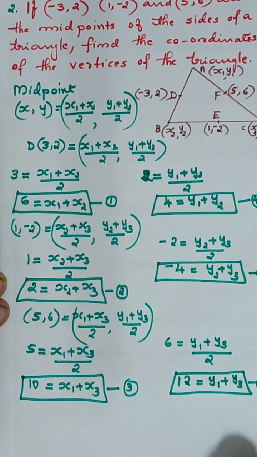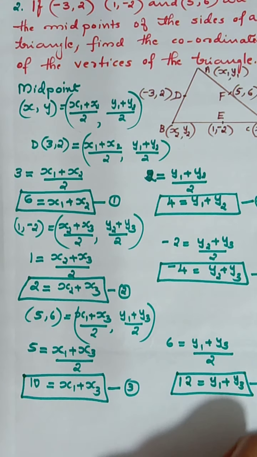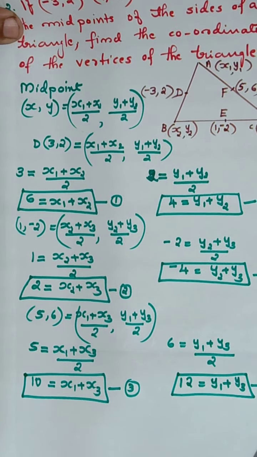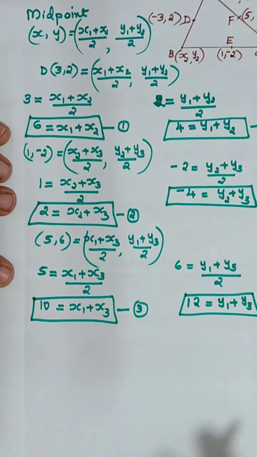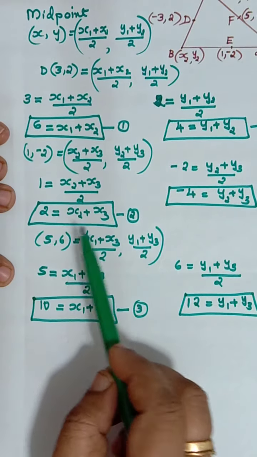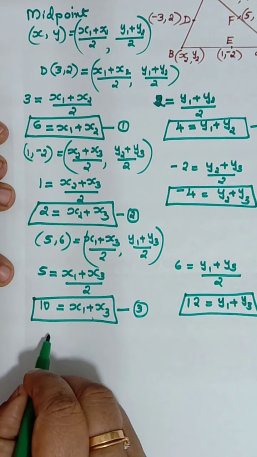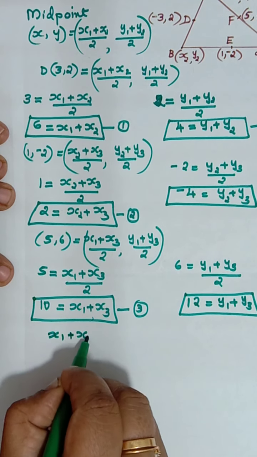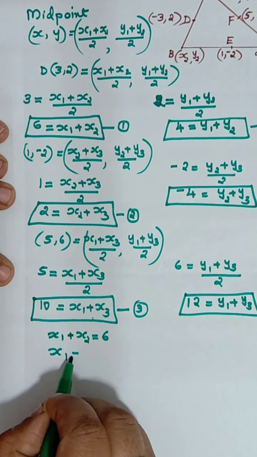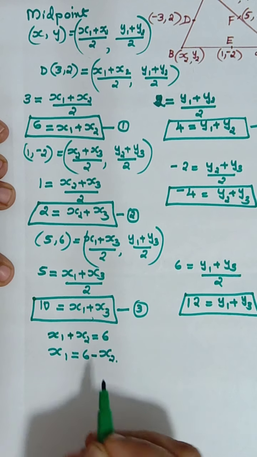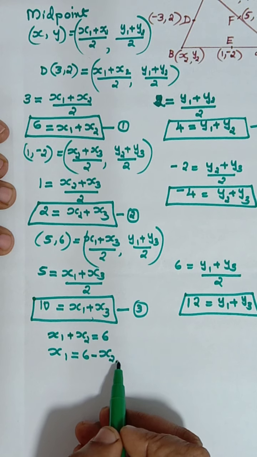From these we have to solve and get x1, x2, x3, y1, y2, y3. First let us find x1, x2, x3. What do we do for that? Just watch all these three equations. It's easy: x1 plus x2 combination, x2 plus x3 combination and x1 plus x3 combination. Let us start with the first equation. Here x1 plus x2 is equal to 6. Can I write x1 is equal to 6 minus x2? Then the x1 value is 6 minus x2.